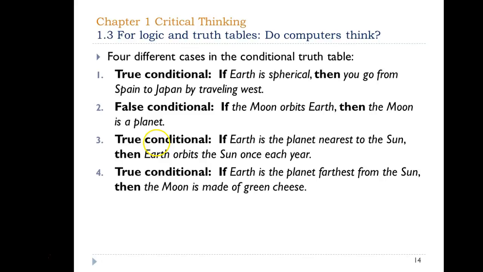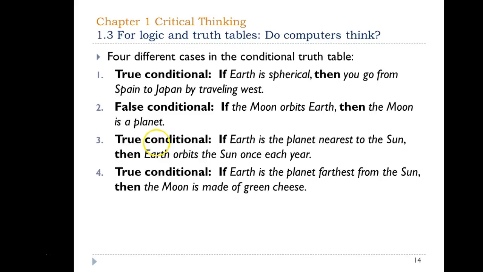True conditional. If Earth is the planet nearest to the Sun, then Earth orbits the Sun once each year. Earth is the planet nearest to the Sun is false. Earth orbits the Sun once each year is true. The conditional is true.